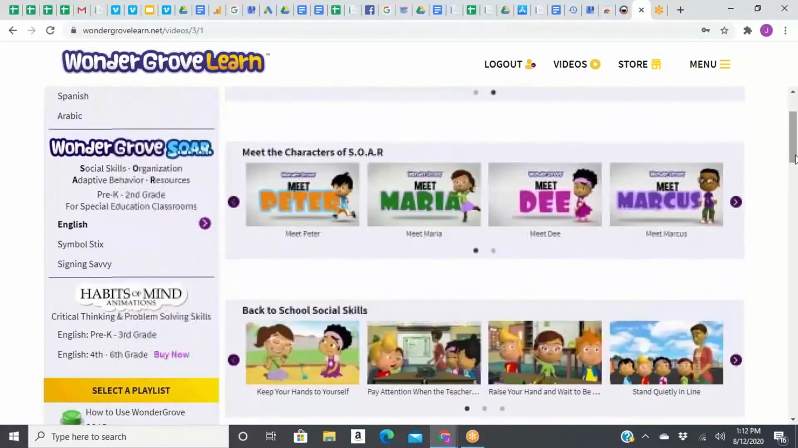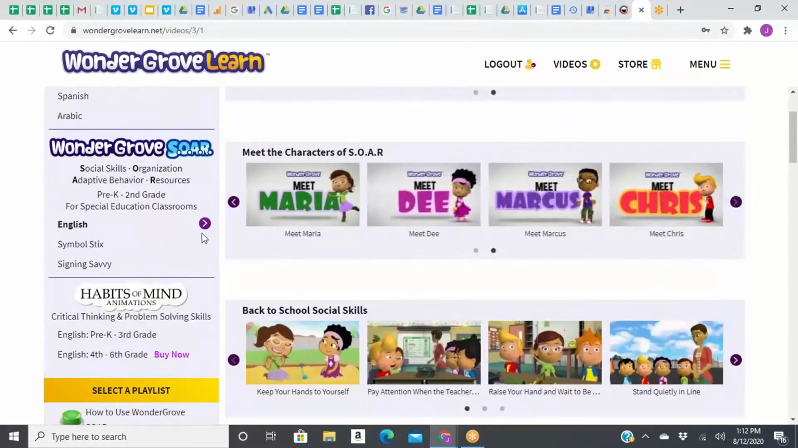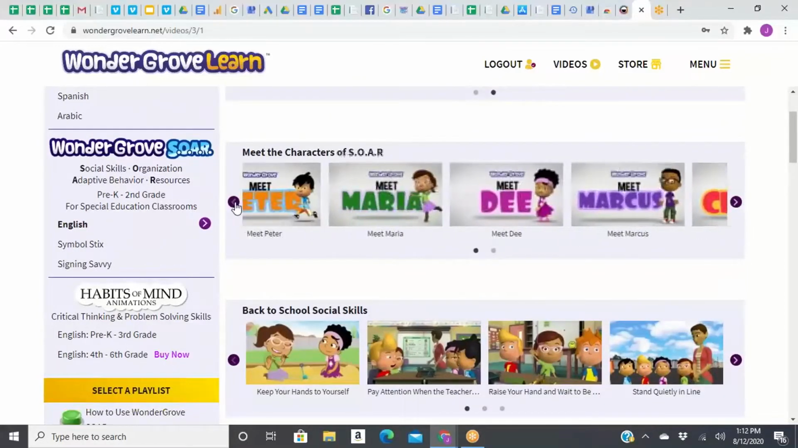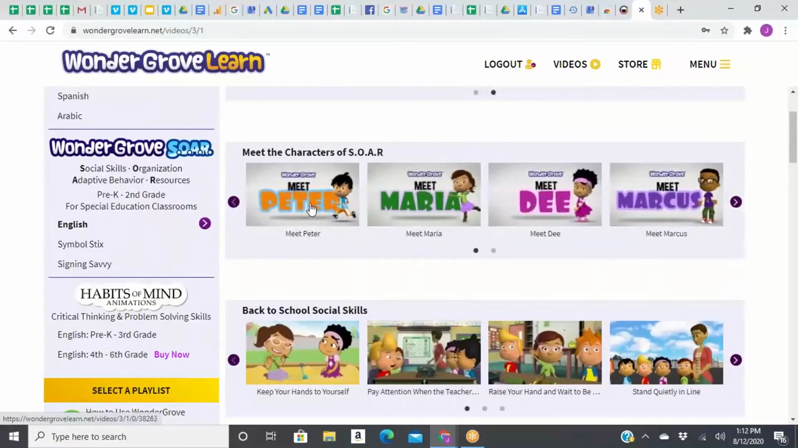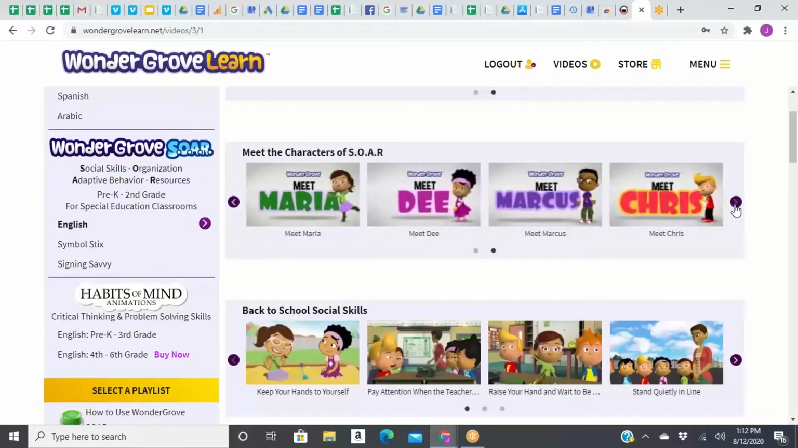So the second row here is Meet the Characters. These are all of the characters. This is an important one. I usually do this for a week. So Monday we meet Peter, Tuesday we meet Maria, Wednesday we meet Dee, etc. And the students start to have their own favorite characters. The reason this is important is because students make connections with these characters and they want to listen to them.